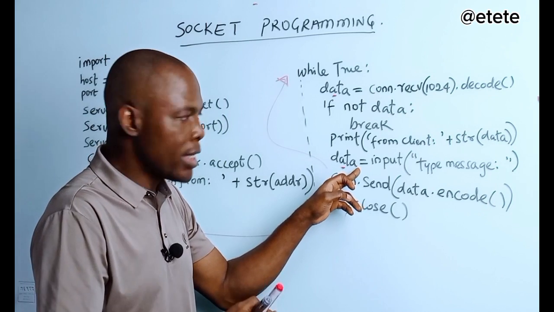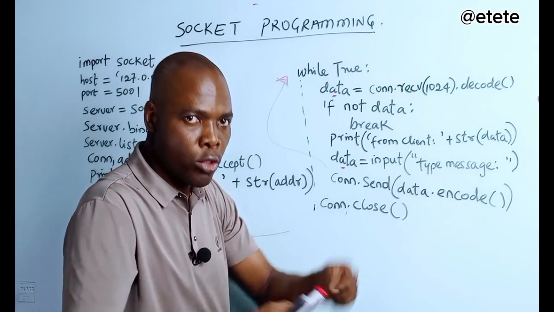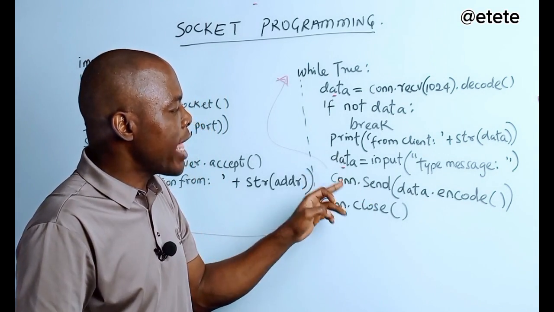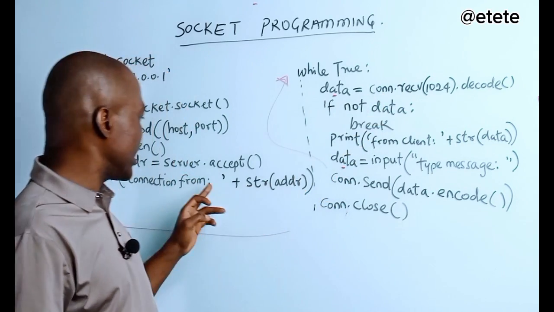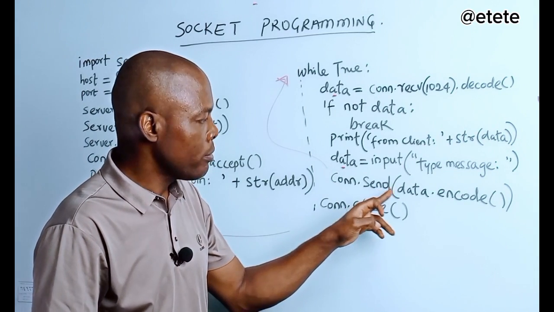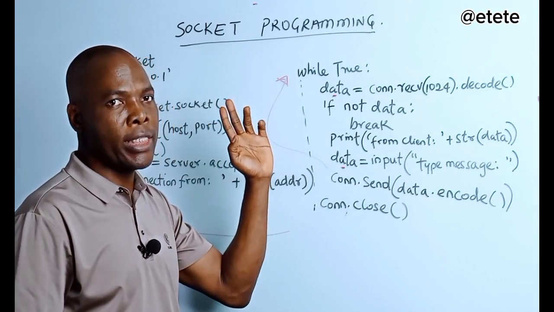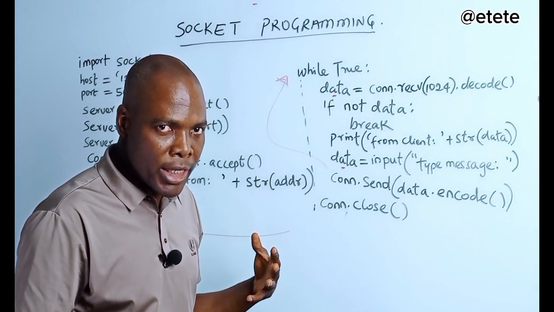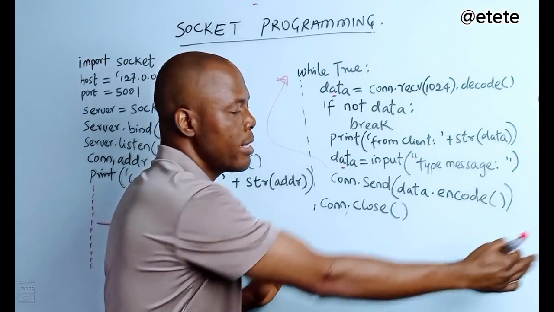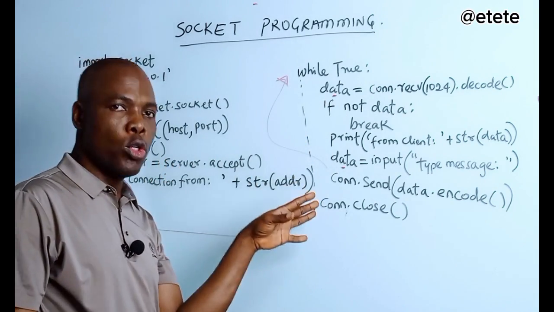Then, immediately, an input function will be called and this message should come out on the screen: type message. So you type your response and then you click on send. When you are clicking on send, this is what you are doing. So that object, which is the object that the accept method created, will call the send method. That send method will take that data and give it to the encode method. Encode will convert it to byte and then it will send it. When there's no message again from the client, then connect will close the process and then end message should be typed at the bottom.